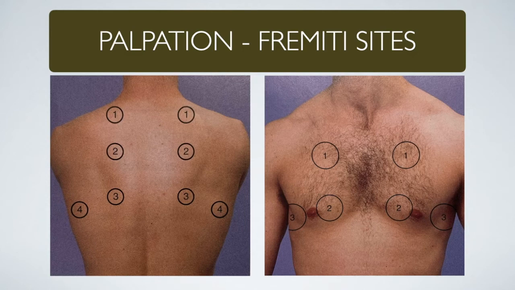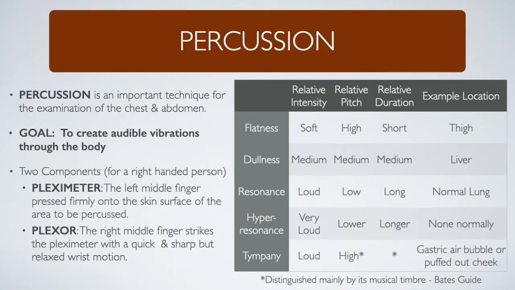The same technique can be used in assessing the anterior chest. Note that there are fewer sites on the anterior chest compared to the posterior chest. And so we move on to the technique of percussion. Percussion is very important in the examination of the chest and abdomen. The goal of percussion is to create audible vibrations through the body.